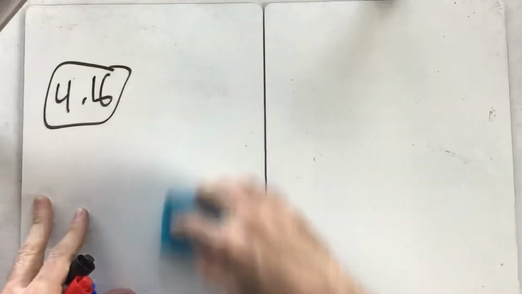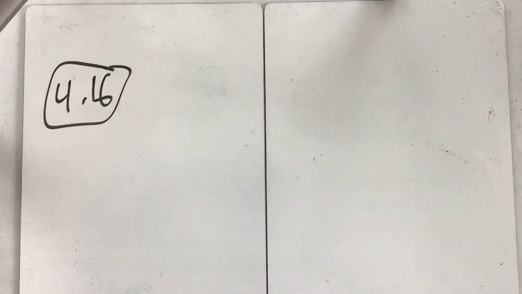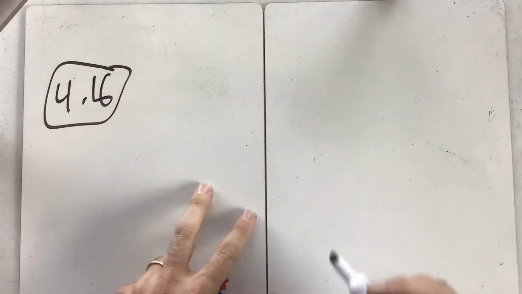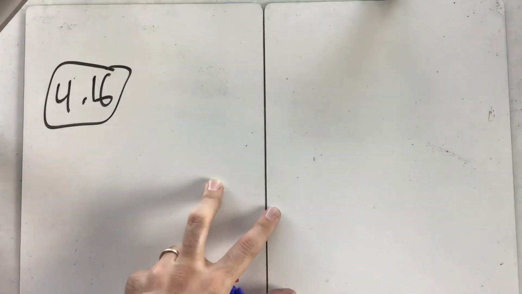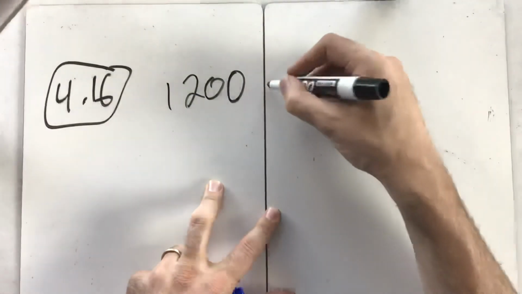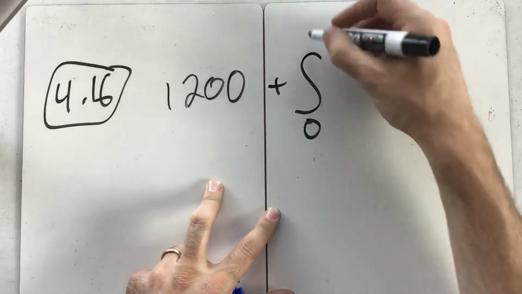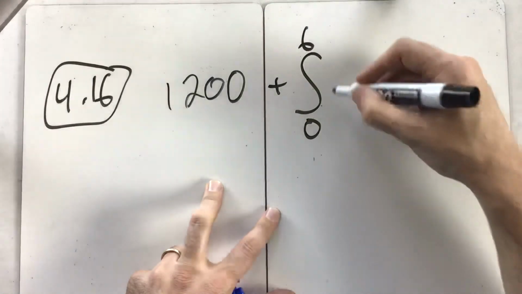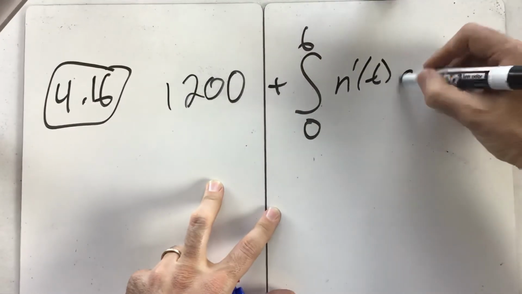All right. Hopefully you paused. Let's look at what 4.16 says. The bacteria culture starts with 1,200 organisms. The size of the colony increases at a rate of N prime of t organisms per hour. Let's write that as 1,200 plus the integral from 0 to 6 of N prime of t dt.